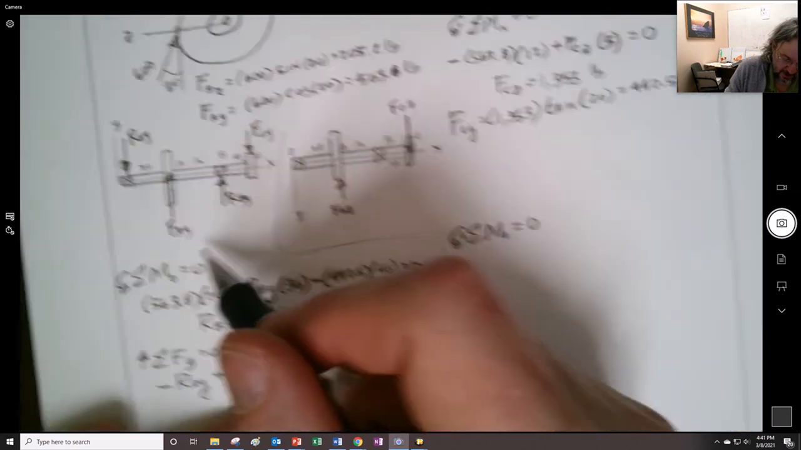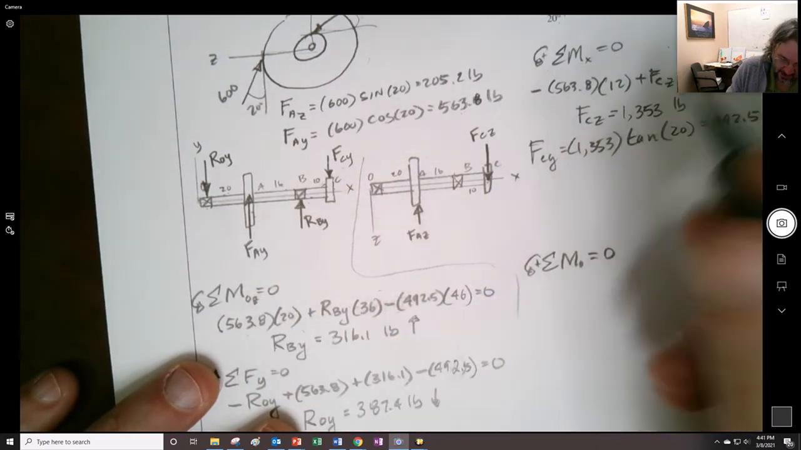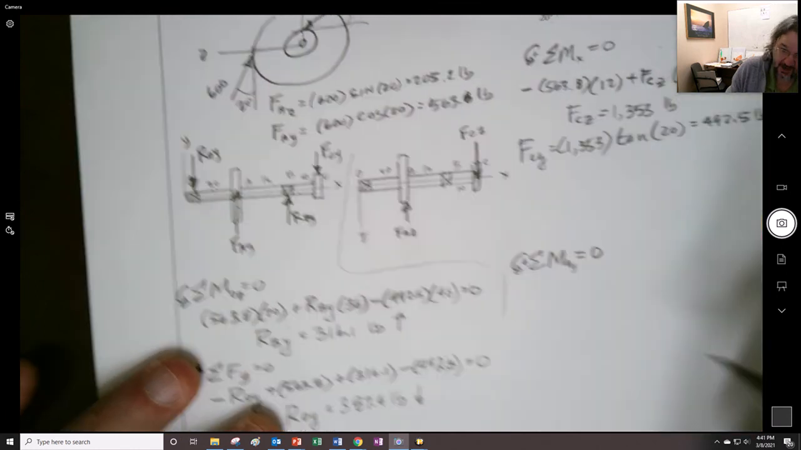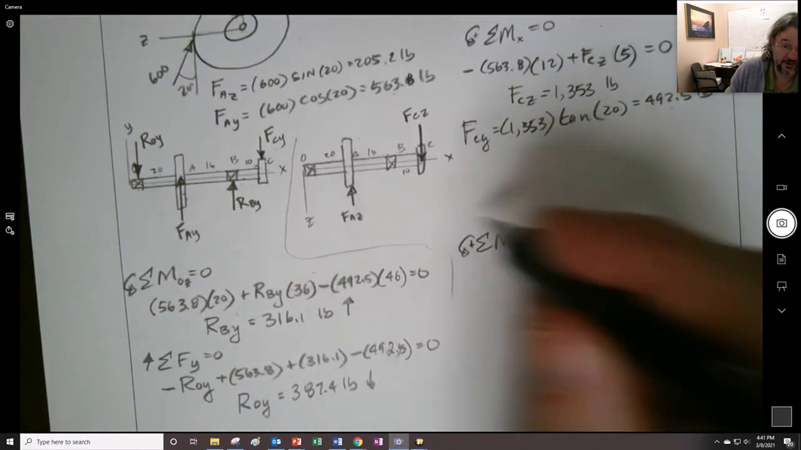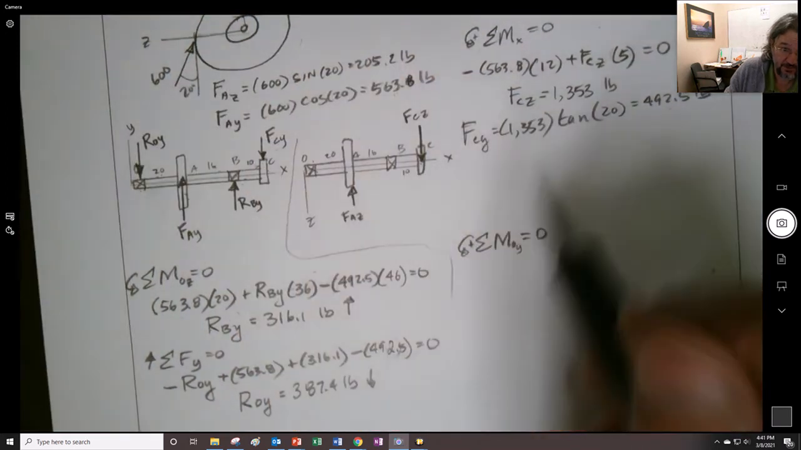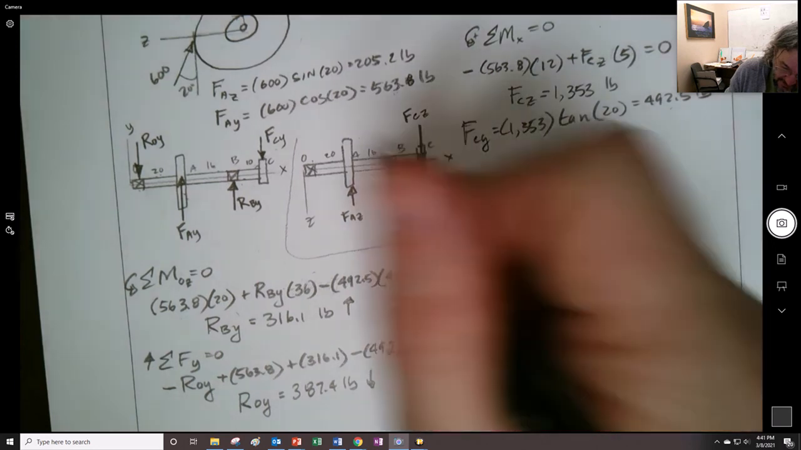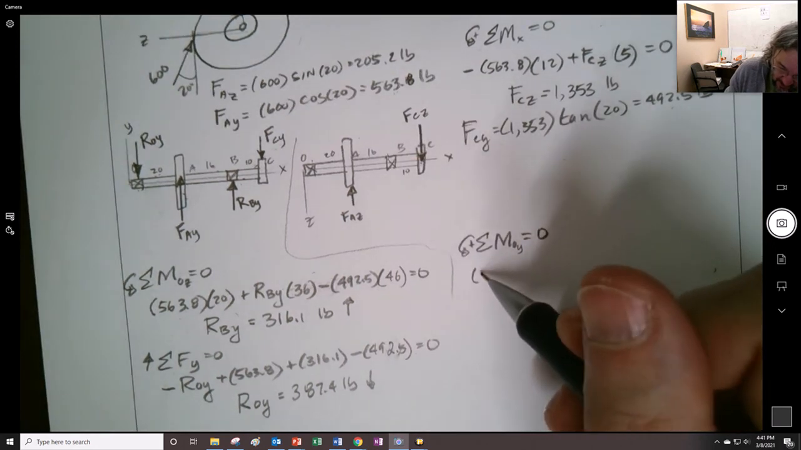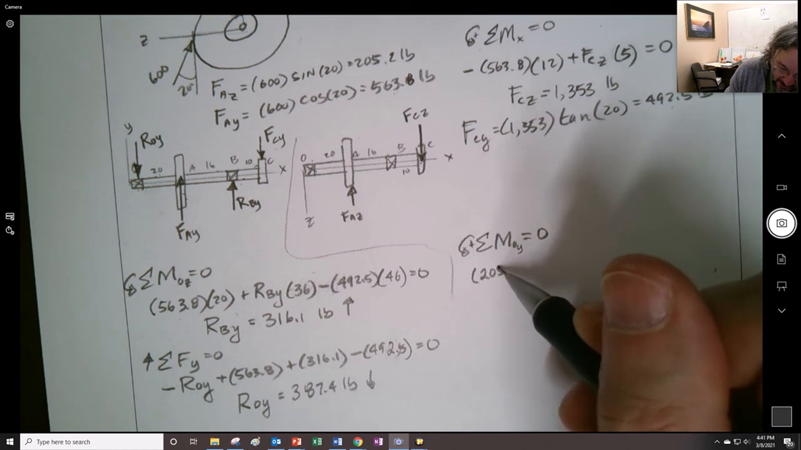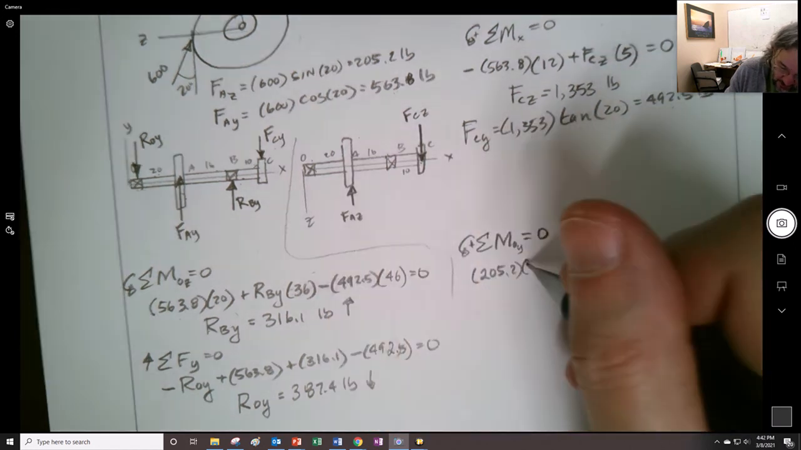But anyway, by the way, this is the sum of the moments about the z-axis, and this is moments about the y-axis. So we could make a distinction there, right? Because the y-axis is coming up this way right here. So we're doing the moments that way. So let's see. We're going to take the FAZ, and that's counterclockwise, so it's positive. So that's 205.2 and multiply by 20.